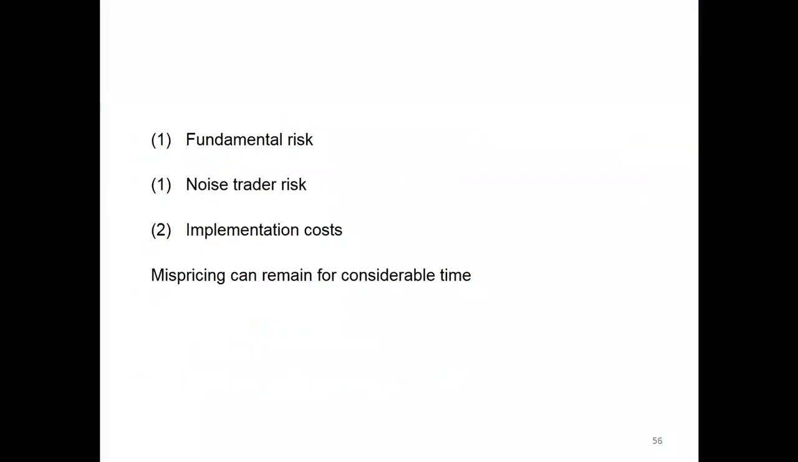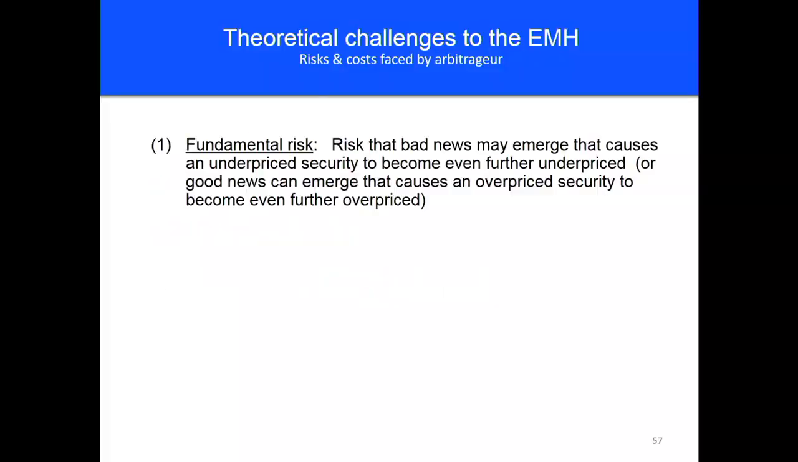And what are these kinds of risks? There are three risks: fundamental risk, noise trader risk, and implementation costs. Fundamental risk is that bad news may emerge that causes an underpriced asset to become even further underpriced. This is an example I gave this morning. There must be better ones, but I'll give this one anyway.